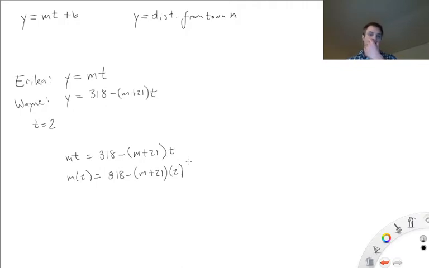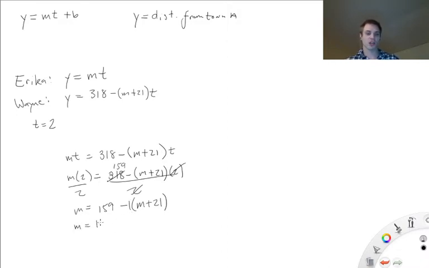Okay, so we put 2 in for t. Now I'm going to divide both sides by 2, and we get m equal to 318 divided by 2, which is 159, minus m plus 21, which has a factor of 2 next to it, so we'll cancel here and here. So we're left with m equals 159 minus the quantity of m plus 21. Now there's a little imaginary 1 here, and I'm going to distribute that to both of those.